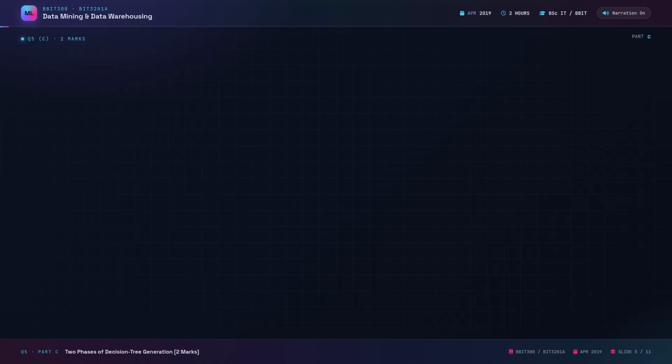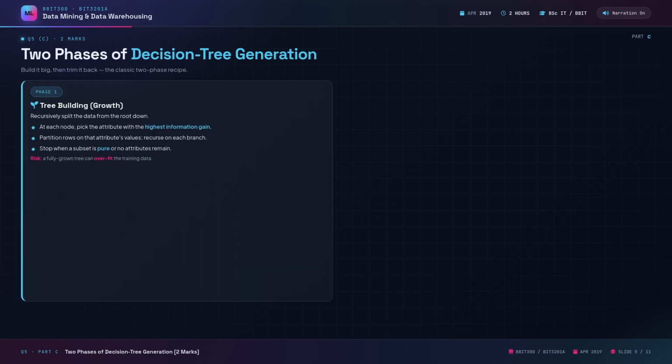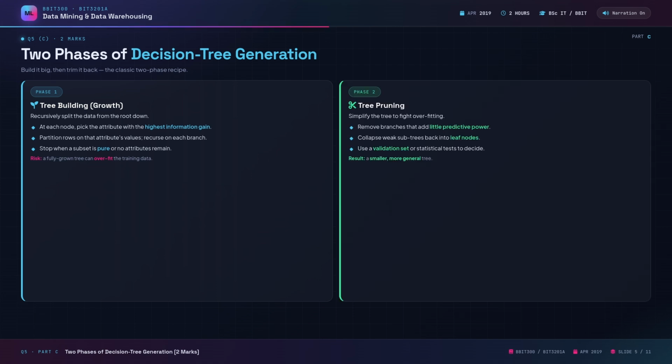Part C, 2 marks, describe the two phases of decision tree generation. Decision trees are built in 2 distinct phases. Phase 1 is the tree building or growth phase. Starting at the root with the full training set, the algorithm recursively splits the data. At each node, it chooses the attribute with the highest information gain, the one that most reduces the entropy of the class label, partitions the data on that attribute's values, and repeats on each subset. Splitting stops when a subset is pure, when no attributes remain, or when no split improves purity.